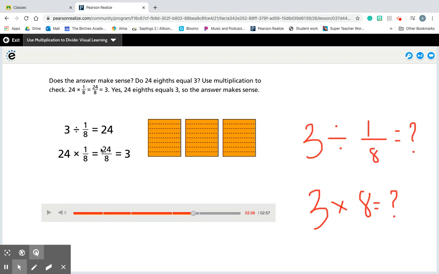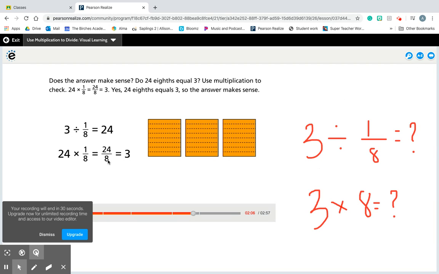Remember that if you have 24/8, this is improper, so how many times does 8 go into 24? 3 times.